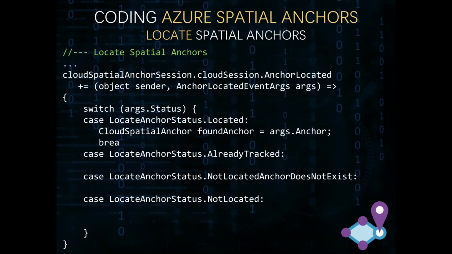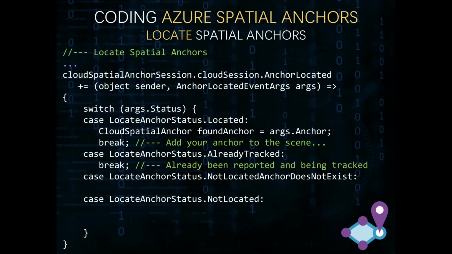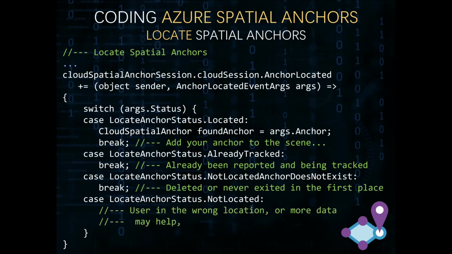So if it fires the located event, we basically look at that anchor. We do a found anchor, and we look at the arguments on that anchor. For the already tracked, we can do something in our code potentially if we want to, but you don't have to. But it actually exposes that. Same thing for the not located. If we want to do something based on that, maybe it was deleted or never existed in the first place. In this particular case, maybe you passed the wrong identifier. And then not located. User is in the wrong location. Or maybe more data helps the user to tell the location. So basically, you may want to tell the user to walk around scanning the room a little bit more. Maybe it doesn't have enough spatial recognition of the space. Maybe it's too dark. Maybe you're in the wrong place. But you can basically fire all of these events and intelligently tell your user how to interact.